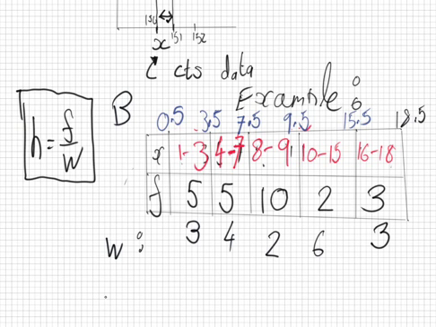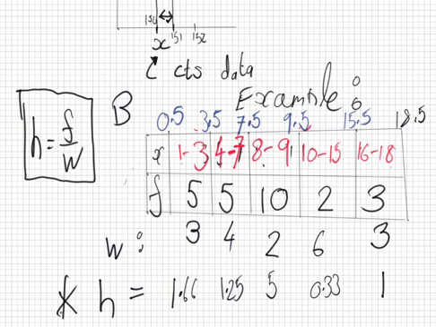And now finally we can put in the heights. And the heights will equal, the formula is frequency divided by the width. So that's just going to be 5 divided by 3, so that's 1.66. 5 divided by 4, that's 1.25. 10 divided by 2, that's 5. 2 divided by 6, 0.33, and then 3 divided by 3, 1. This is the key for making the histogram, is these numbers here.